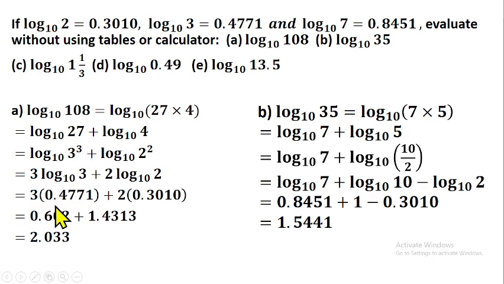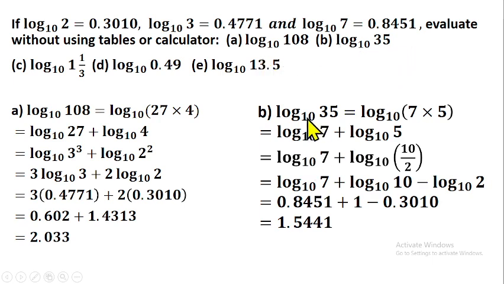So you have 3 into 0.4771 plus 2 into 0.301. If you multiply this by calculator, you have 0.602. Multiply 2 by this, 1.4313. And if you add this together, that should give us 2.033. So you can see how we have been able to find the logarithm of 108 using the values given to us. Let's find the value of log 35.